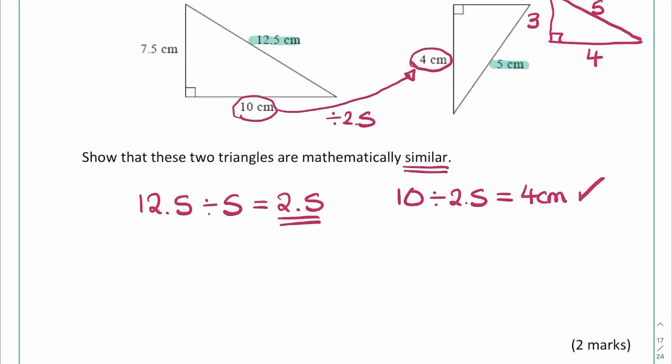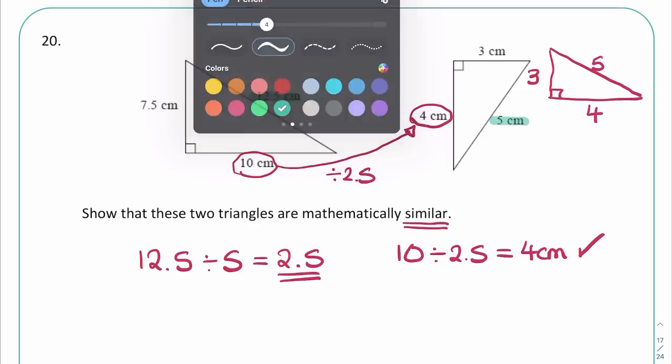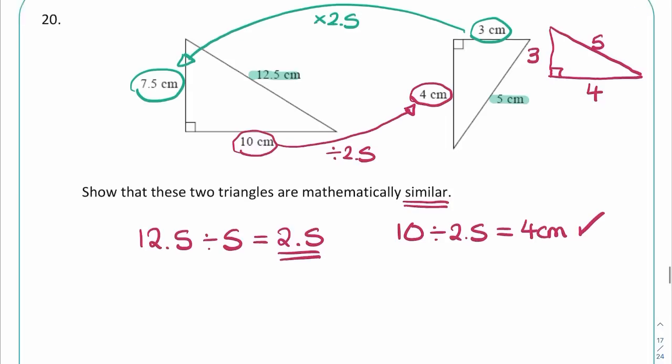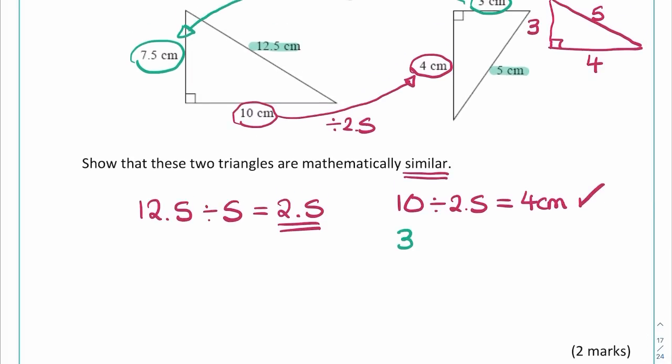So that's correct. And then for the other one, so we can try both methods, let's go from 3 to here. There we go, and going from the small to the big, you would multiply by 2.5. Let's write that down, so 3 multiplied by 2.5, that does equal 7.5. So there we go, that is a correct length as well if they are mathematically similar. All of those lengths have the same scale factor.